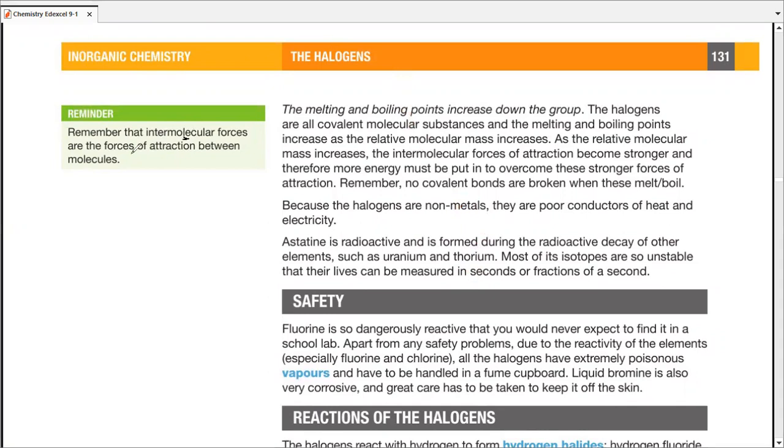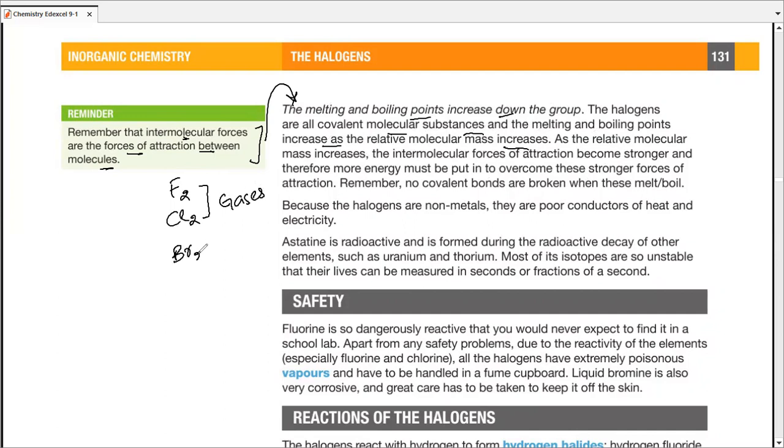Now remember, the intermolecular forces of attraction between the molecules exist because these are non-metals, and we understand that there are weak forces of attraction between their molecules. The melting and boiling points increase down the group. The halogens are all covalently bonded molecular substances. The melting and boiling points increase as the mass increases. Since the ones on top are lighter ones, for example, fluorine and chlorine, they are gases at room temperature with low melting and boiling points.